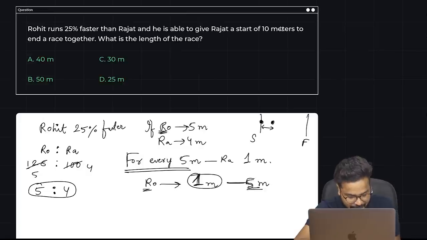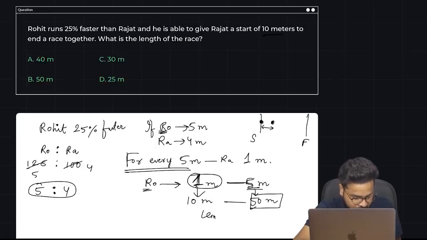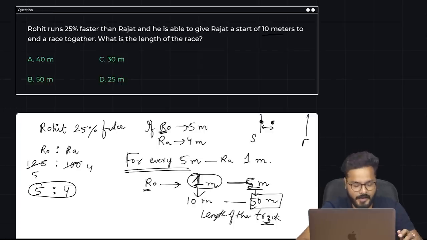If Rohit has given 10 meters of head start to finish the race together, how much would be the total length that they are actually running? 10 times 5, so 50 meters. That would be the length of the track. Hope you understood that, right?